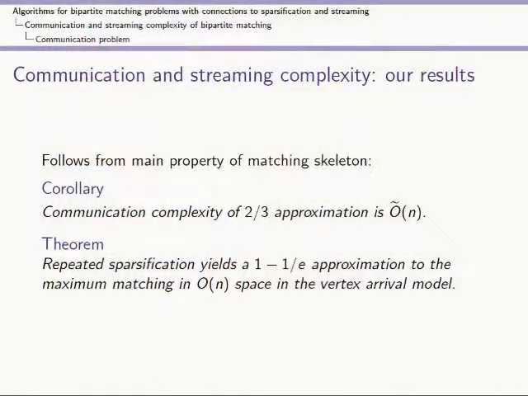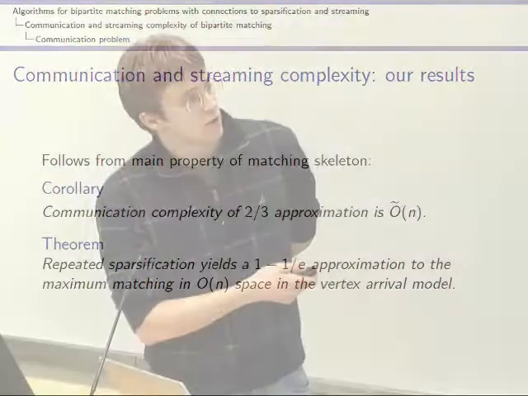Okay, so let me state our results. First, it follows immediately, using the results that we proved for the matching skeleton, that the communication complexity of obtaining a 2/3 approximation to maximum matching is Õ(n). In particular, instead of sending a maximal matching of her graph, Alice can compute the matching skeleton, which is sparse, and send it to Bob.